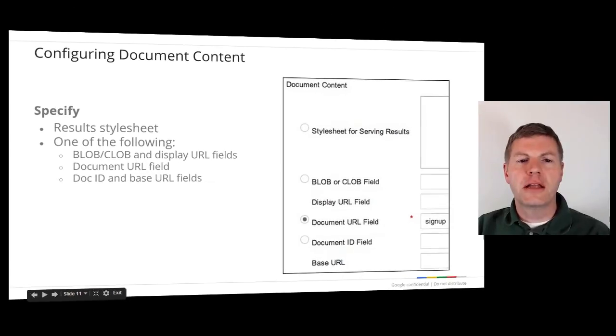If you're building a content feed without blob or clob fields, you can specify an XSLT style sheet. This will be used to build the HTML pages to be indexed and to serve the result on the GSA when the user clicks the link to a result.